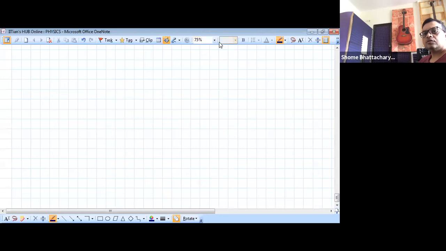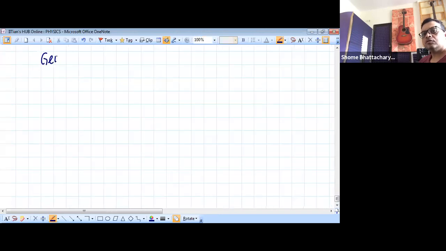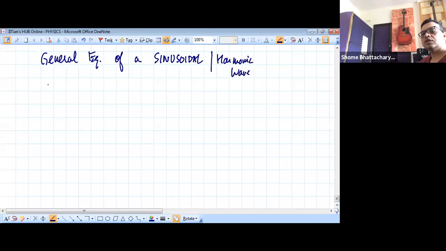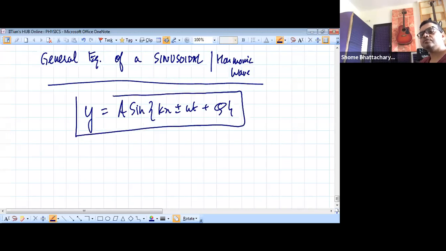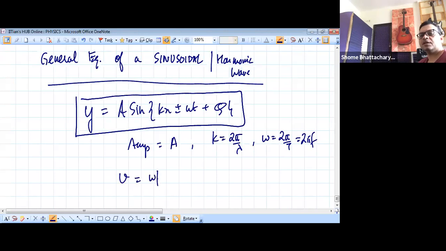Now let's come to, so we saw the general form of a sinusoidal, or what we call a harmonic wave. So that one is represented by A sine of kx plus or minus omega t plus some fixed constant. So in this, as we saw last time, the amplitude is equal to A. k is equal to 2 pi by lambda. Omega is equal to 2 pi upon time period or 2 pi into frequency. And of course, we have the relation that propagation speed is omega by k.